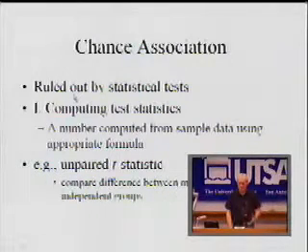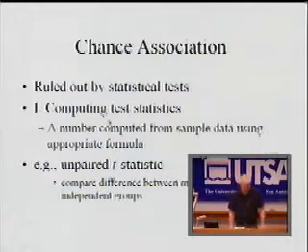So in other words, you couldn't make a causal association. So let's still just think about the chance association. It's ruled out by statistical tests. We do this by computing test statistics. I have a hard time pronouncing that, so I'll try to be emphatic every time I do it so I get it correctly. A test statistic is a number computed from the sample data using some appropriate formula.